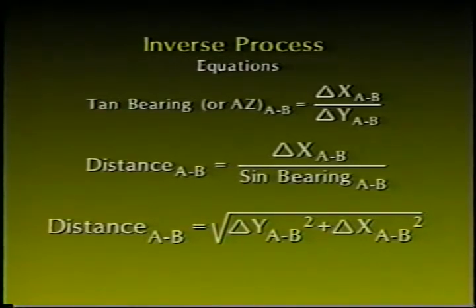First, the bearing AB. Tangent of bearing or azimuth AB equals delta x AB divided by delta y AB. The distance AB is determined by the second equation. Distance AB equals delta x AB divided by sine of bearing AB. The results of the computation can be checked by application of the Pythagorean theorem. Distance AB equals the square root of delta y AB squared plus delta x AB squared.